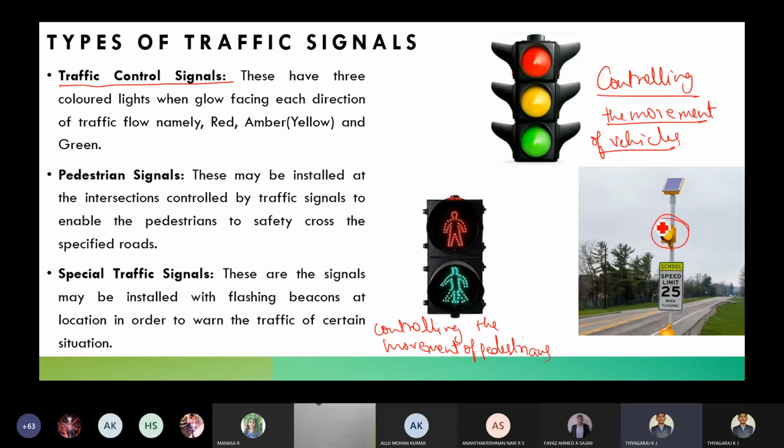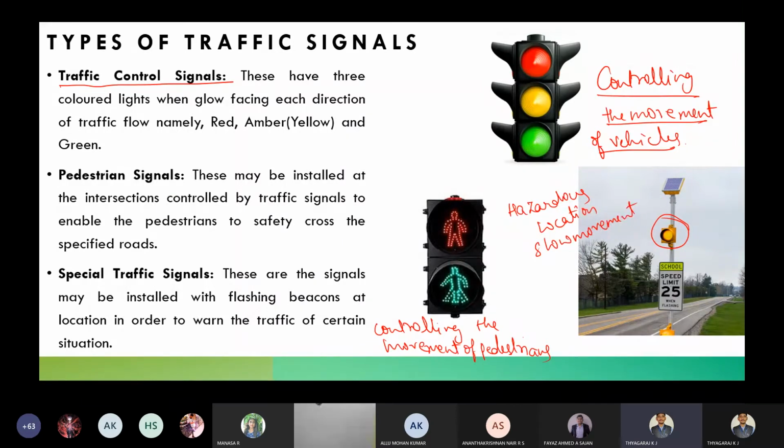Then comes the specialized signals. You can observe the beacon lights which are indicating a hazardous location, or a slow movement. It indicates the slow movement of the traffic.